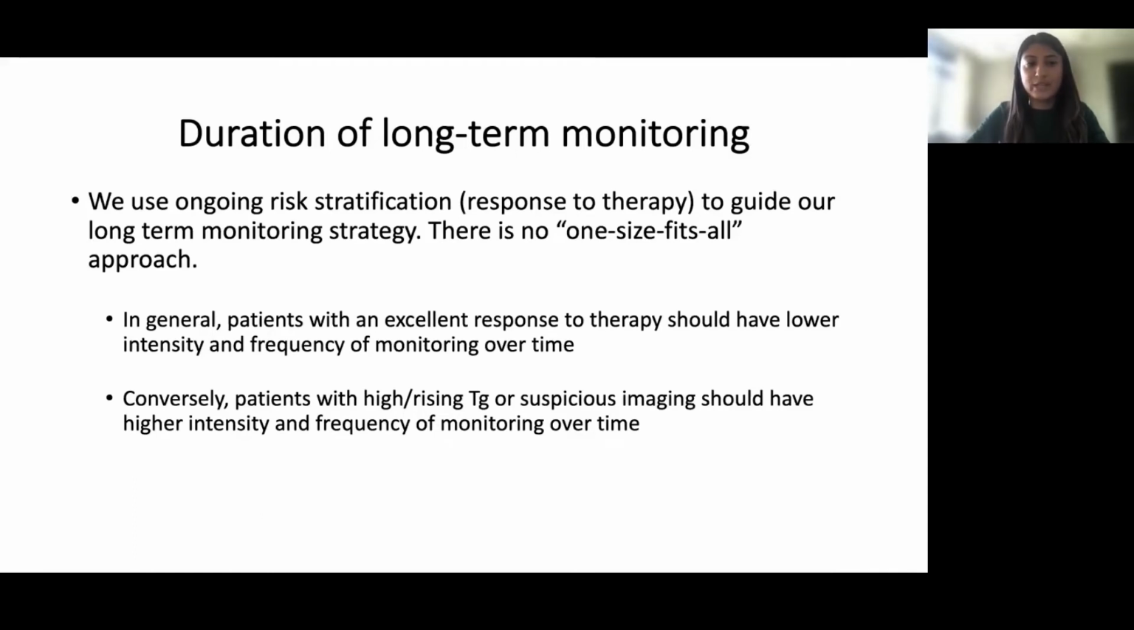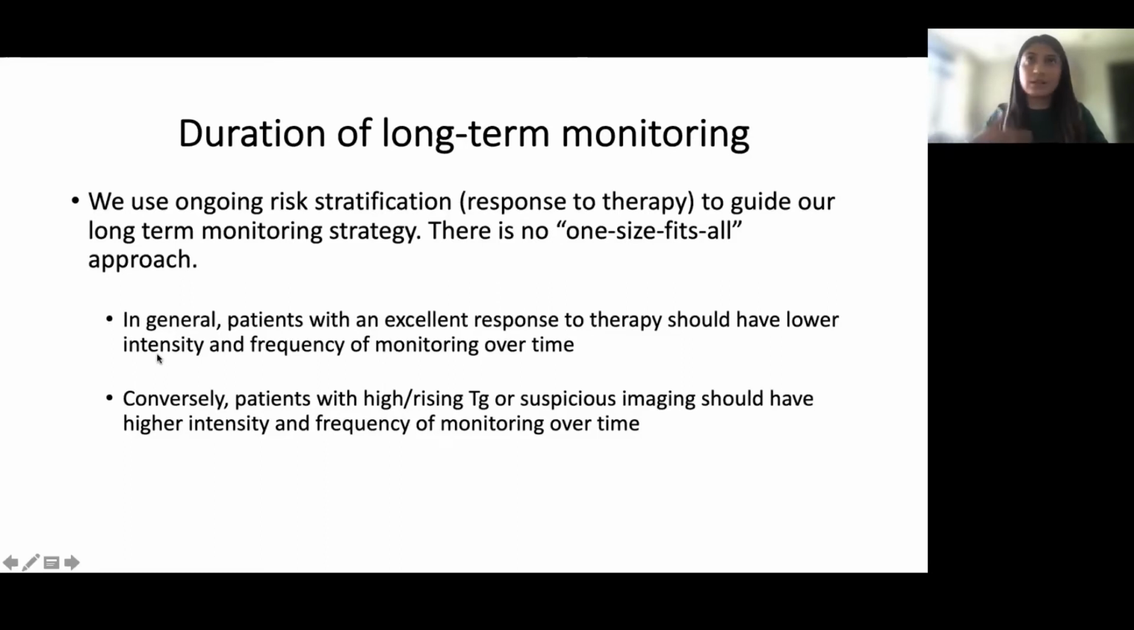So we use this ongoing risk stratification to guide our long-term monitoring strategy. There is no one size fits all. It's hard to compare patients directly. It really depends on your particular case and all of the details that we talked about today. But in general, patients who are having an excellent response to therapy, with no evidence of thyroid cancer, should have lower intensity and frequency of monitoring over time.